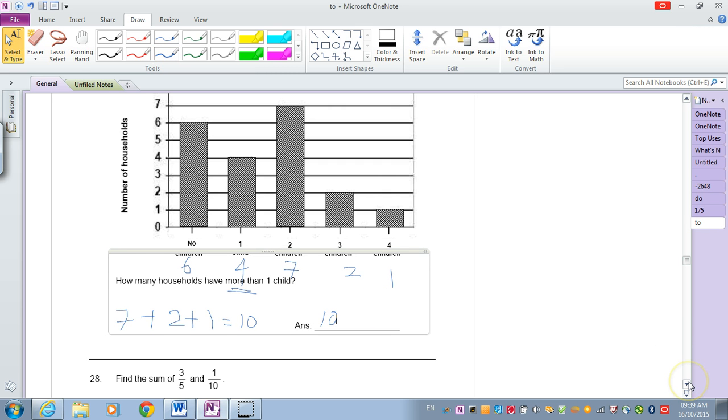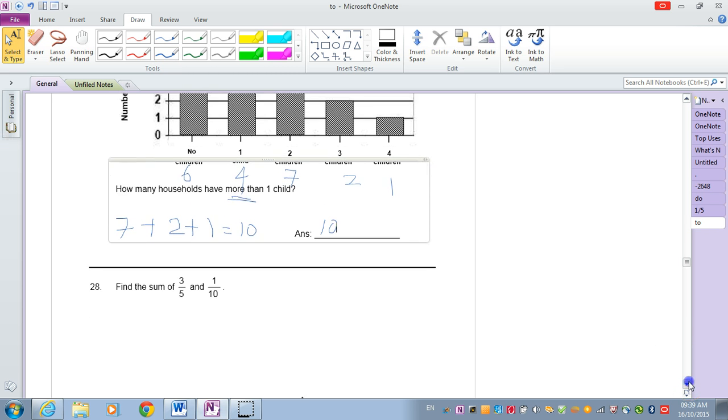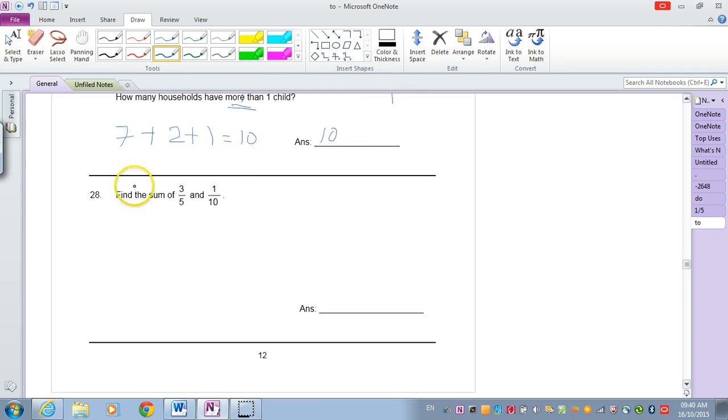Now let's move on to question number 28. Find the sum of 3/5 and 1/10. Sum means addition. So 3/5 plus 1 out of 10. Now as a reminder, you are not supposed to add your denominator.